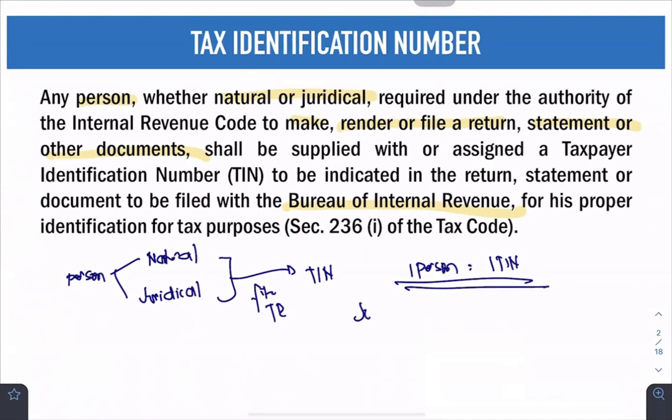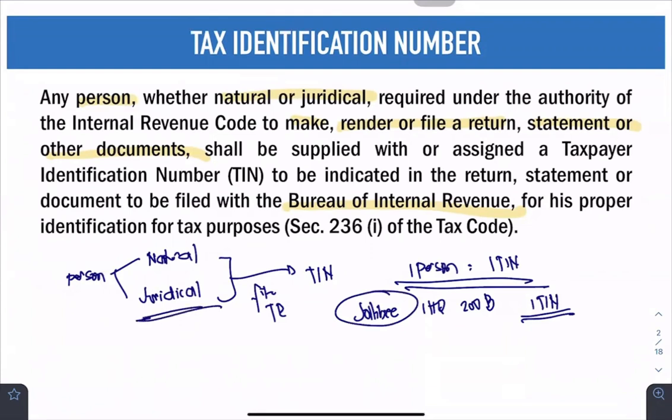Let's say, for example, we have here Jollibee, and Jollibee has one headquarters and 200 branches. How many TINs should Jollibee get? Jollibee must only have one TIN because Jollibee is the lone juridical person. So even if Jollibee has many branches, Jollibee must be supplied only one TIN. Same is true with any natural person. If there is only one natural person, that one natural person must be given only one TIN. So take note, one person must be given one TIN.